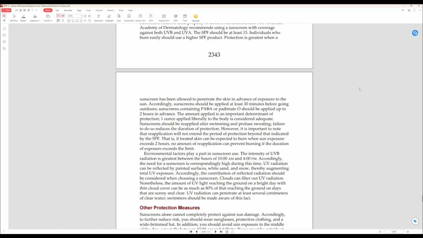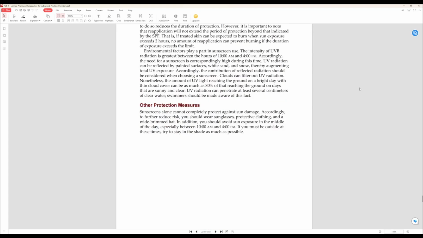UV radiation can be reflected by surfaces like sand and snow, thereby augmenting the total UV exposure. Accordingly, the contribution of reflected radiation should be considered when choosing a sunscreen. Clouds can filter out UV radiation. Nonetheless, the amount of UV light reaching the ground on a bright day with thin cloud coverage can be as much as 80% of that reaching the ground on days that are sunny and clear. UV radiation can penetrate at least several centimeters of clear water, so swimmers should be aware of this fact.